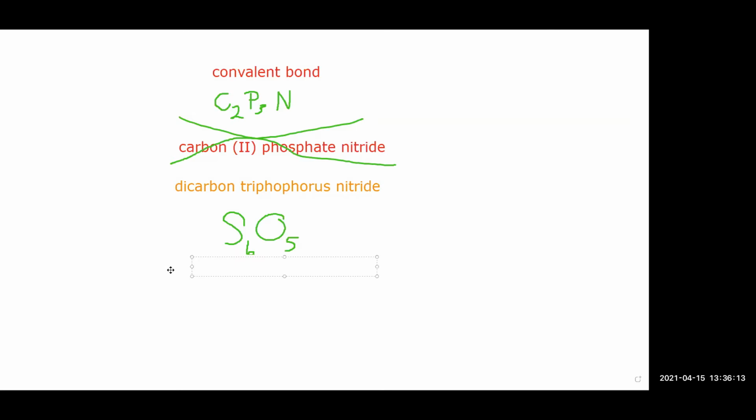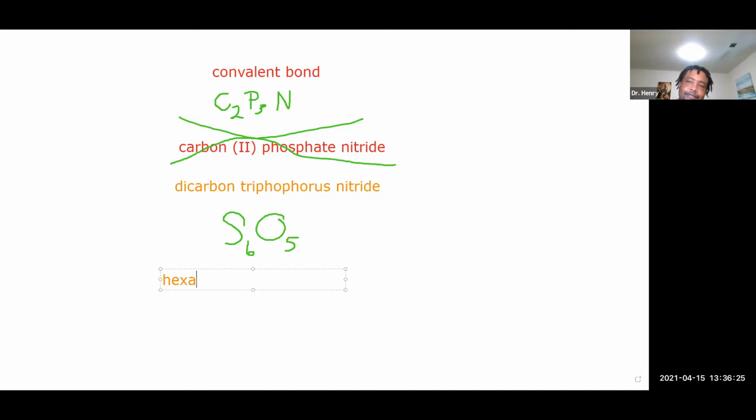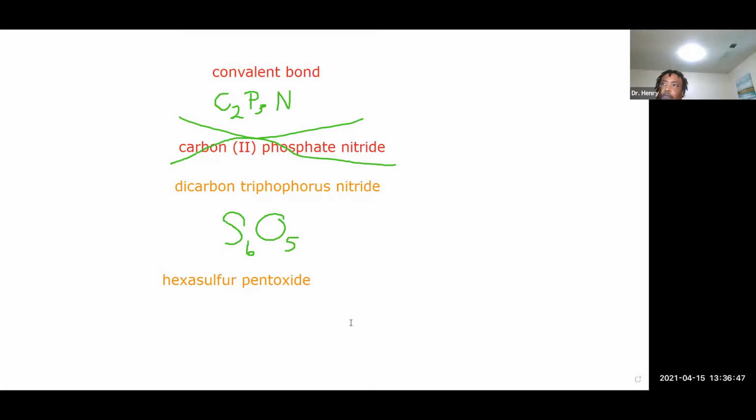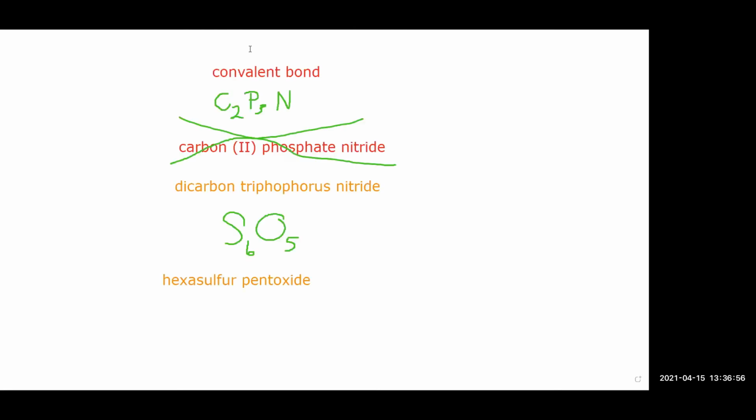Penta. Is 6 penta? Yeah, like a pentagram. No, that would be 5. 6 would be hexa. Hexa sulfur. Pentoxide. Hexasulfur pentoxide. Are those Greek prefixes written down on one of our sheets too, or do we have to memorize those?